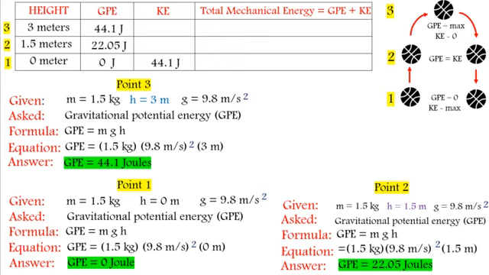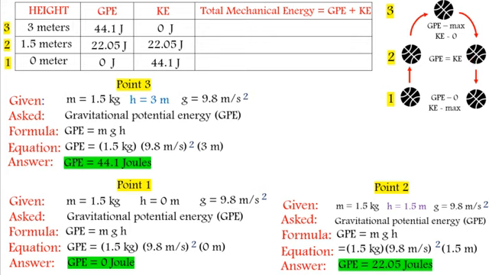And at point 2, it says here that GPE and KE are equal to one another. So if there is 22.05 joules of GPE, we can say that KE is also equal to 22.05 joules at point 2 or at the center. And at the top, at the maximum point, the GPE is now at its maximum amount, which is 44.1, while the KE is 0. So you can jot down here 0 joule as the kinetic energy at point 3 or at the maximum height.